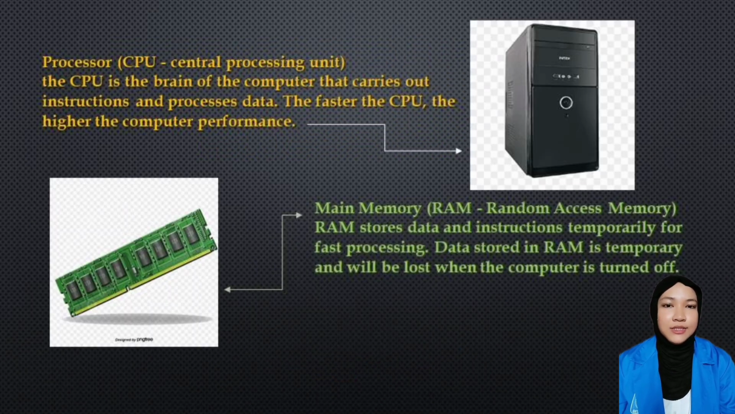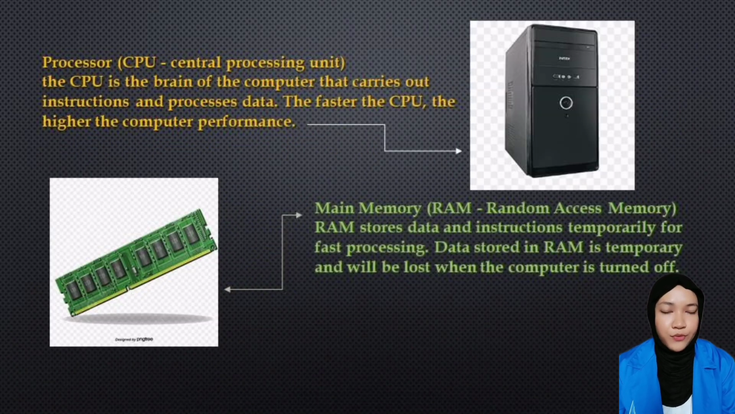First, there is the processor, CPU, Central Processing Unit. CPU is the brain of the computer that runs instructions and processes data. The faster the CPU, the higher the computer performance. Second, main memory, RAM, Random Access Memory. RAM stores data and instructions temporarily for fast processing. Data stored in RAM is temporary and will be lost when the computer is turned off.